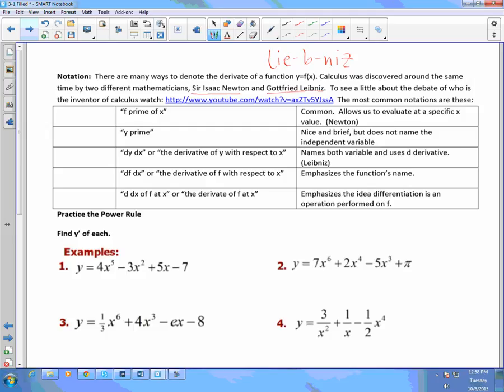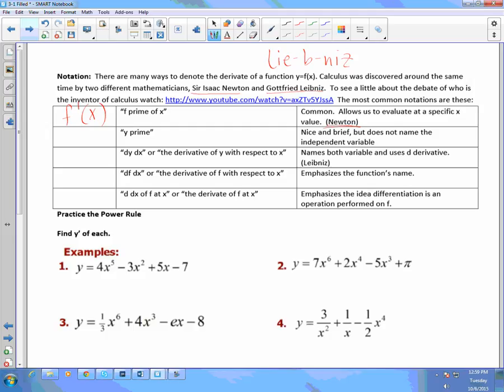In this middle column, this is how we say it. The far left column is how it's written. So this is what I wrote on the first page, f with this little tick mark. This is read f prime of x. It's very common. It allows us to evaluate a specific x value. It's not f times x, it's f of x. It's function notation, but the little tick mark means it's the first derivative. Two tick marks would be the second derivative. Three tick marks, third derivative. This is Newton's notation.